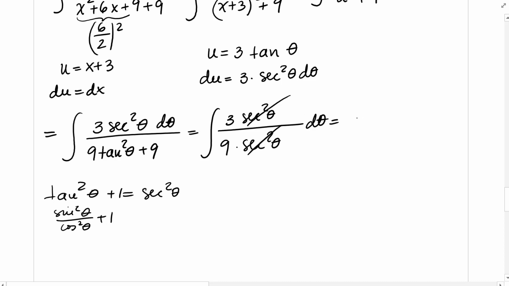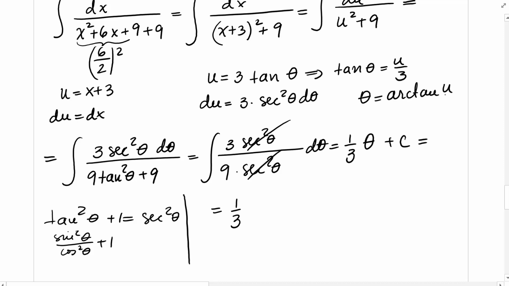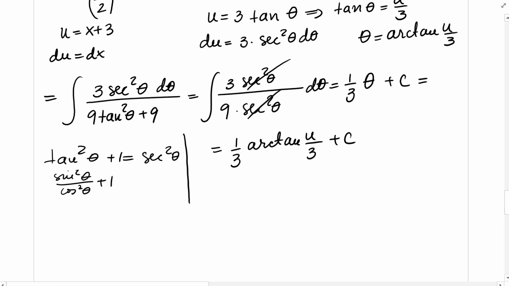So this cancels, and we end up with 1 over 3 theta, plus c. But theta was given by this relation. So tangent of theta, it's u over 3. So then theta, it's arctangent of u over 3. So then it's arctangent of u over 3 plus c. But u was x plus 3, so we go back through all the substitutions. So 1 over 3 arctangent of x plus 3 over 3 plus c, final answer.